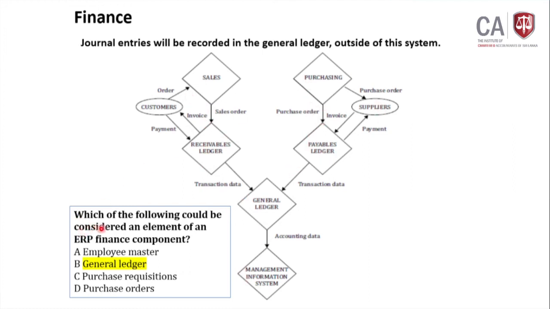So, let us go to a question. Which of the following could be considered an element of an ERP finance component? The ERP finance component, what would be the element? Here it is talking about the general ledger. General ledger is the key term in the financial component of the ERP. So, this is the answer. Sometimes this kind of question will come in the examinations.